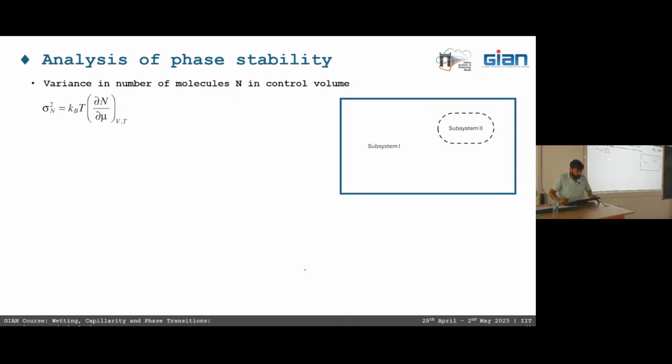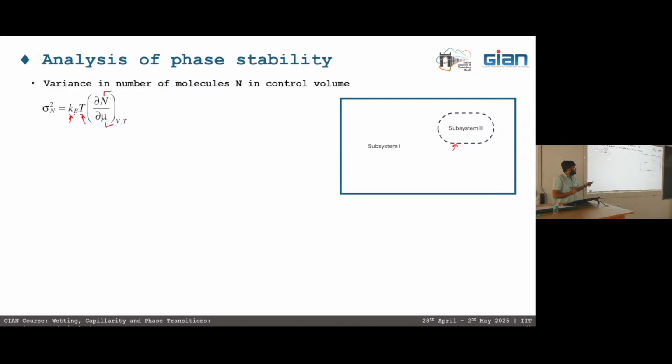Now, if we have to define the variance of the number of molecules in a control volume, which is this subsystem 2, using statistical thermodynamics, we can define it as sigma_N squared equals k_B T times (∂N/∂μ) at constant volume and temperature. Here k_B is the Boltzmann constant, T is the temperature, N is the mean number of molecules, and μ is the chemical potential.